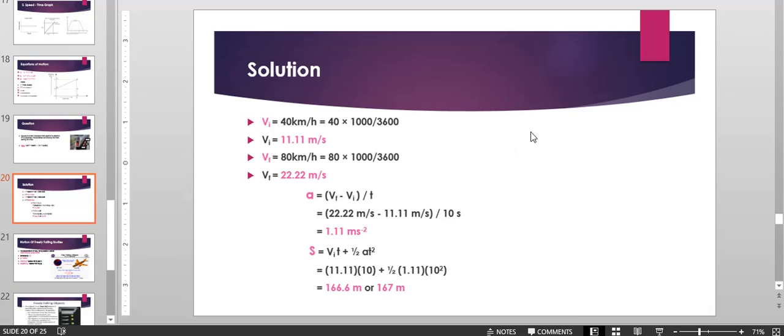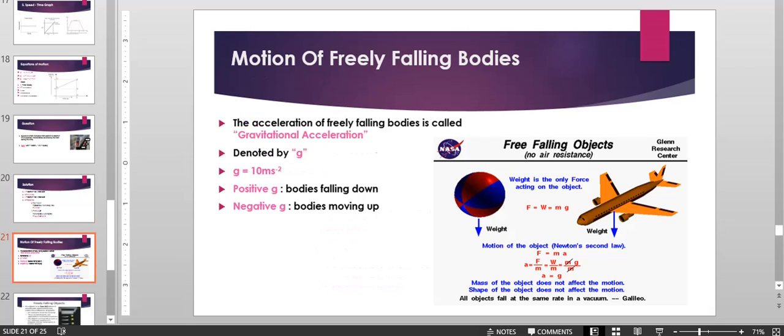It is the distance that the train has covered from point A to point B with initial velocity of 40 km per hour and the final velocity of 80 km per hour. Last but not the least topic of the motion is motion of freely falling bodies.